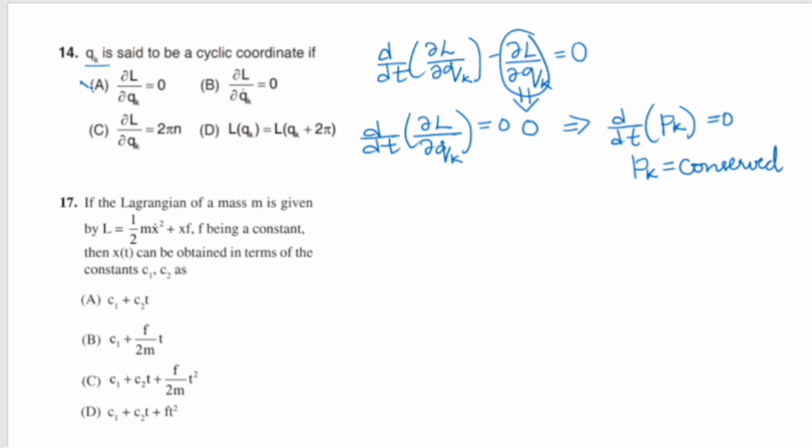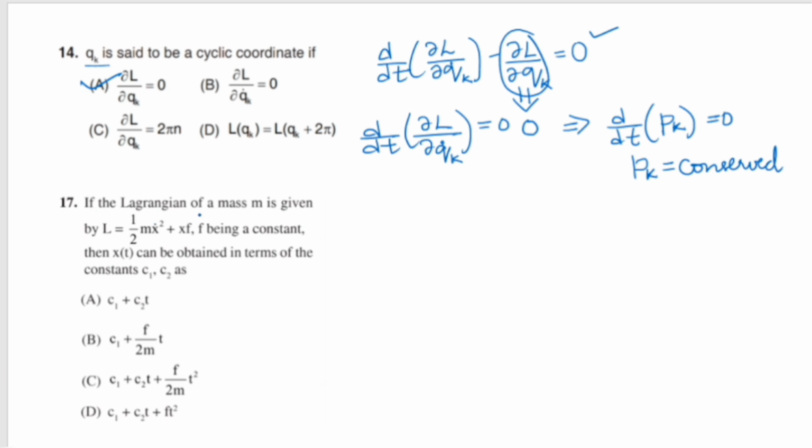This first option is itself correct. That is dou L divided by dou QK is equal to 0. So this is the definition for cyclic coordinate. From cyclic coordinate we can say that momentum is conserved. Let us go to the next question.